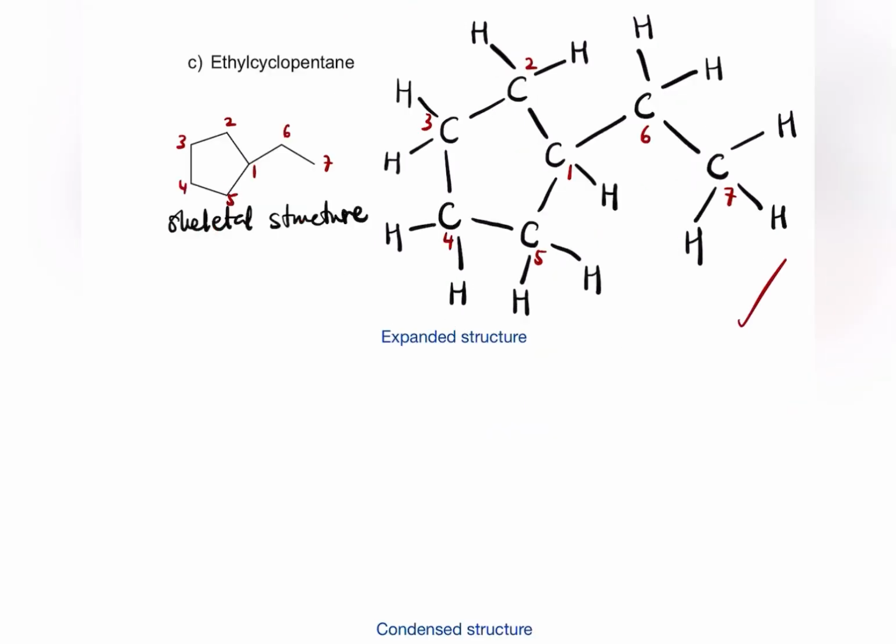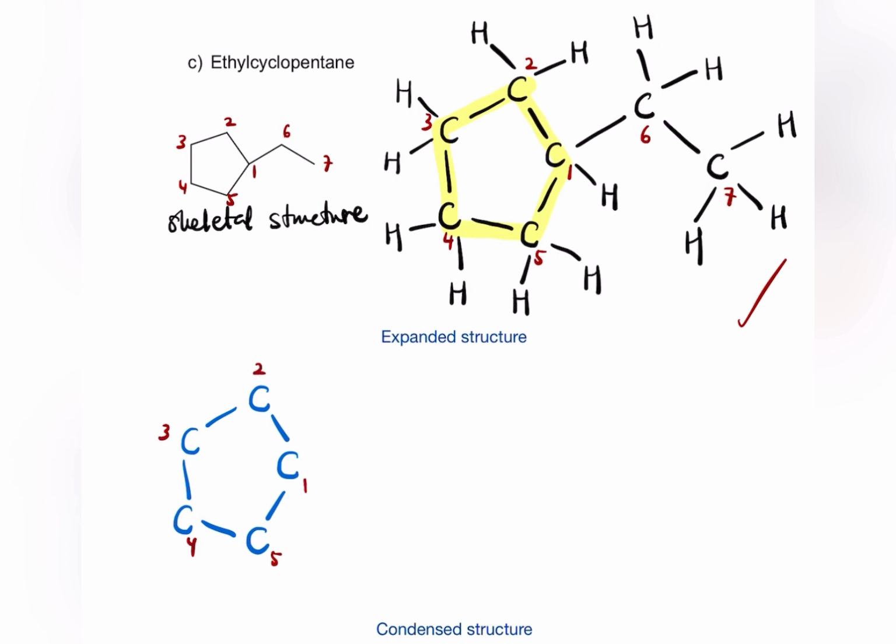The next one, I'm going to continue with the condensed structure. In the condensed structure, you must retain the structure of the ring. So I'm going to put this ring with 5 carbons as it is. So I'm going to draw the same way with 5 carbons: 1, 2, 3, 4, and then 5. And I'm going to give the numbers so that you can see it very clearly later on.